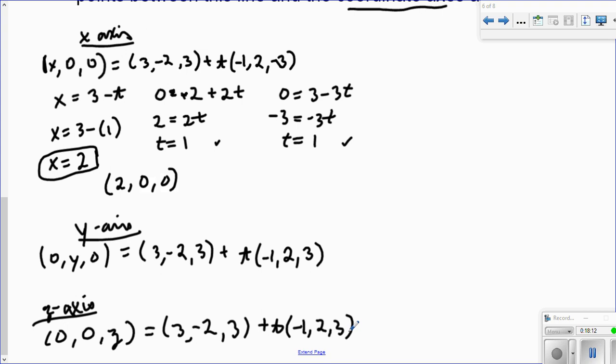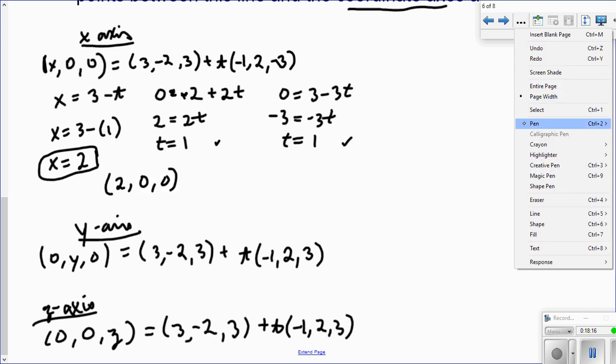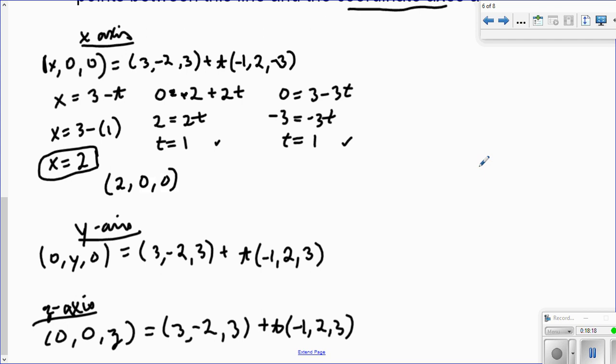You should find, when you complete these, that it doesn't intersect the y-axis. There's no solution here. So our line does not intersect the y-axis, and I also found no solution for the z-axis. So basically it falls down. There's an inconsistent solution in that type of thing here. We're only half done this question.